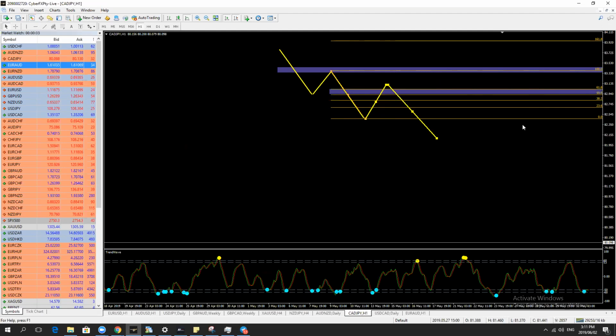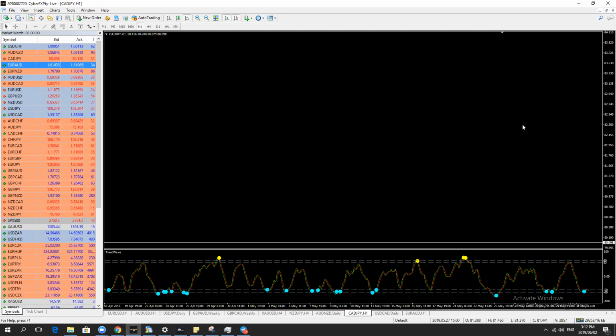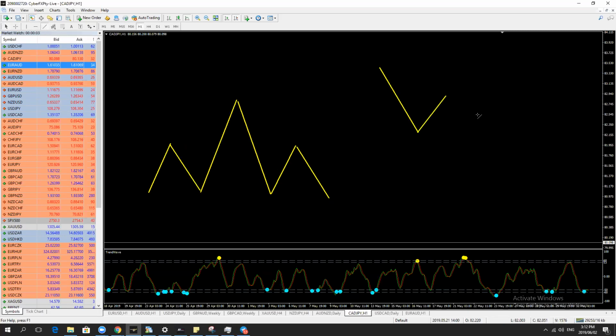Now, another thing that you might not know, the best way to identify a good head and shoulders, whether it's inverse or direct, is to use the fib.